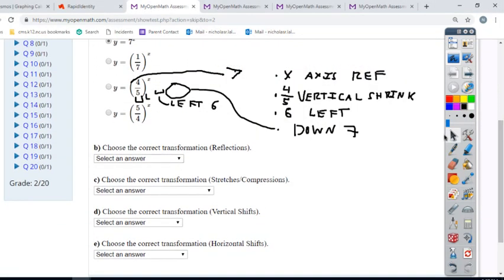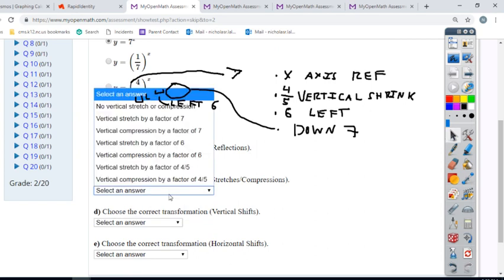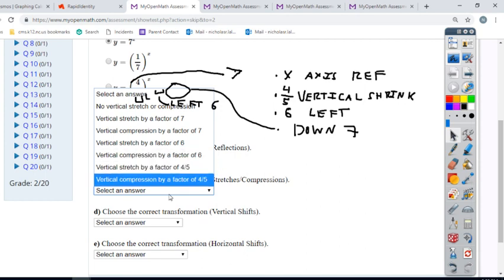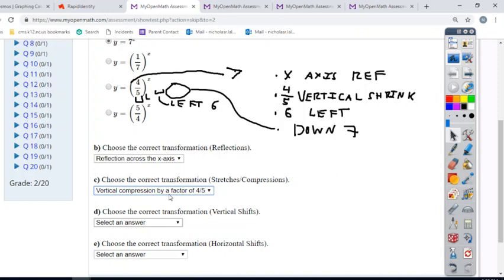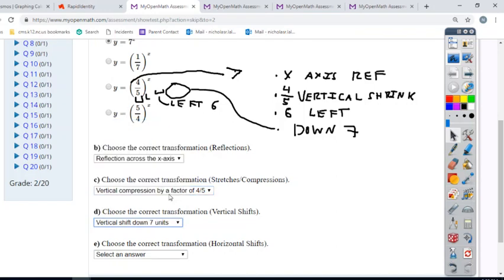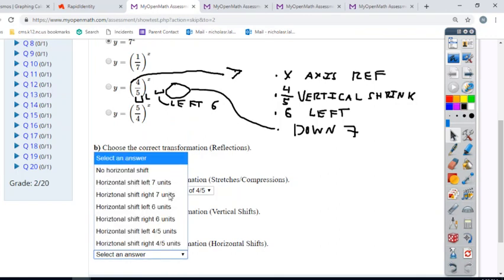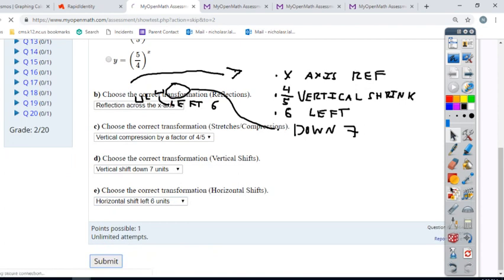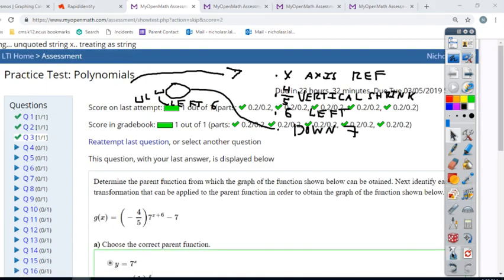Let's go down. We have a reflection across the x-axis, a vertical compression by 4/5, a vertical shift down 7, and a horizontal shift left 6. Let's submit. All right, all those were right.